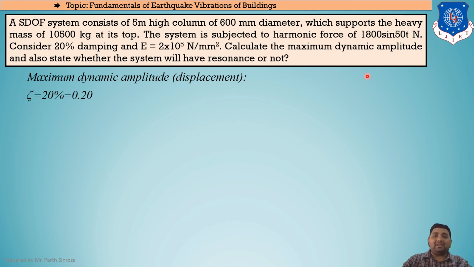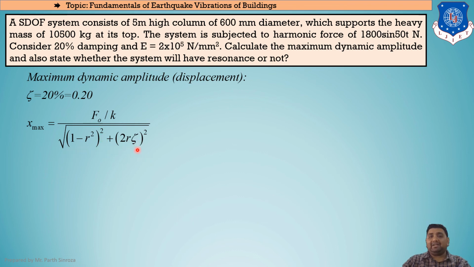And to find X max, we need the value of zeta and r. r we have already calculated. We will be looking at the value of zeta. Zeta is given in the question directly, that considering 20% damping, that means if the damping is considered 20%, then zeta is always equal to 0.2. So the equation of X max was F0 upon K, under root 1 minus r square the whole square plus 2 r zeta the whole square. r we have already identified, zeta is already given in the question. K we have evaluated, that is stiffness.